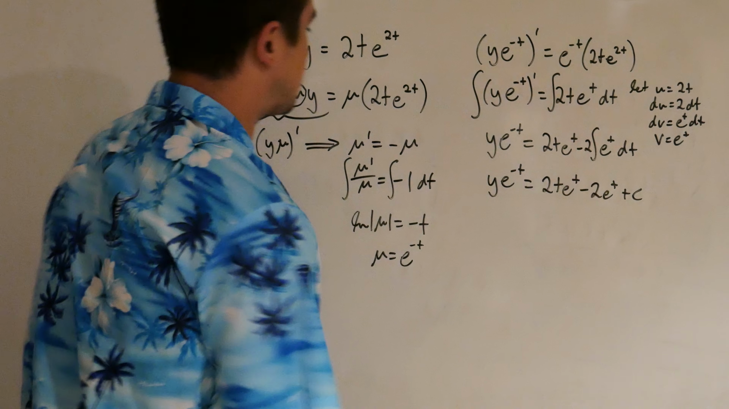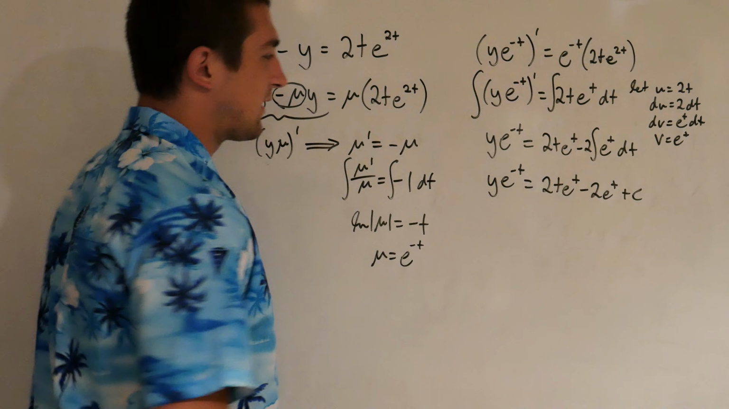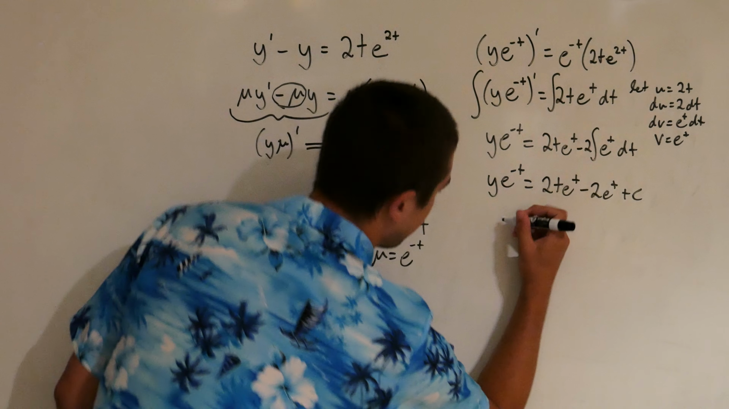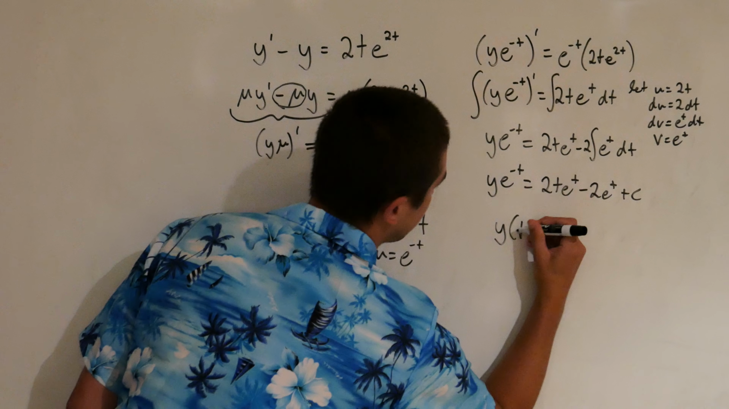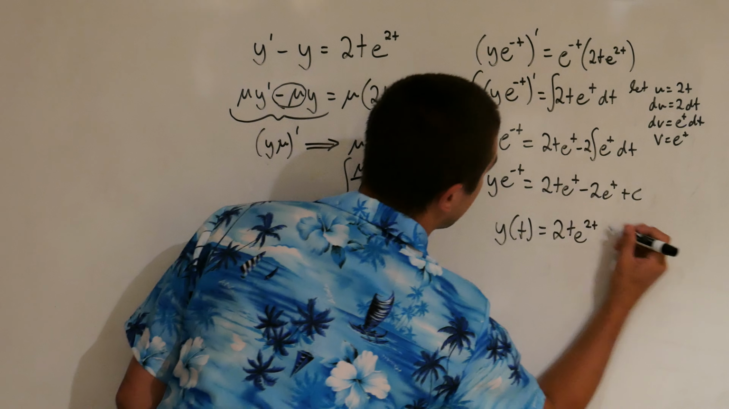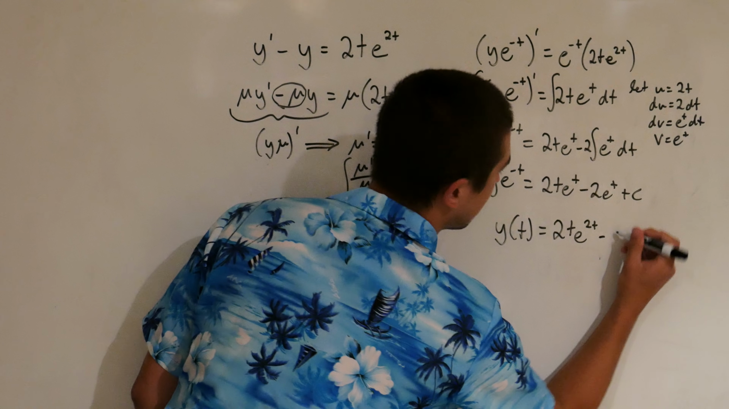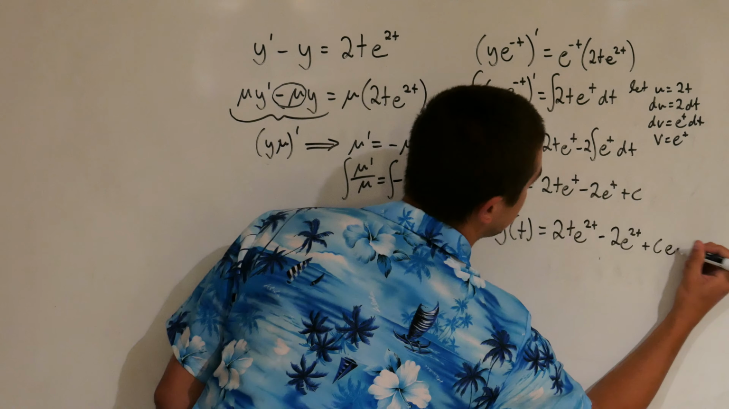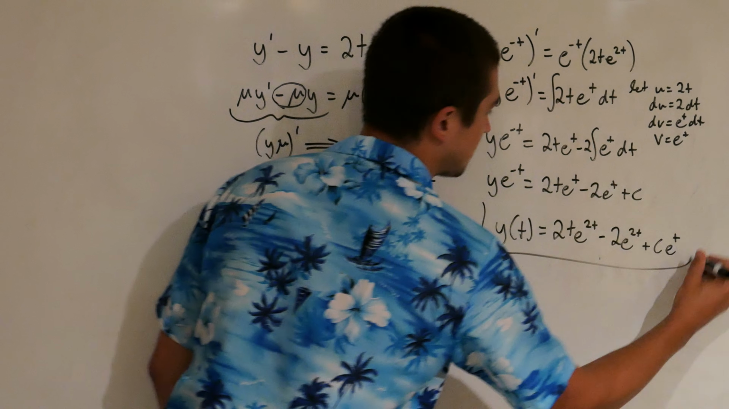And now for the finishing touch, to solve for y of t as an explicit function of t, we multiply the entire equation by e to the t. So we have y of t will then be equal to 2t times e to the 2t minus 2 e to the 2t plus c times e to the t. And that is our general solution.